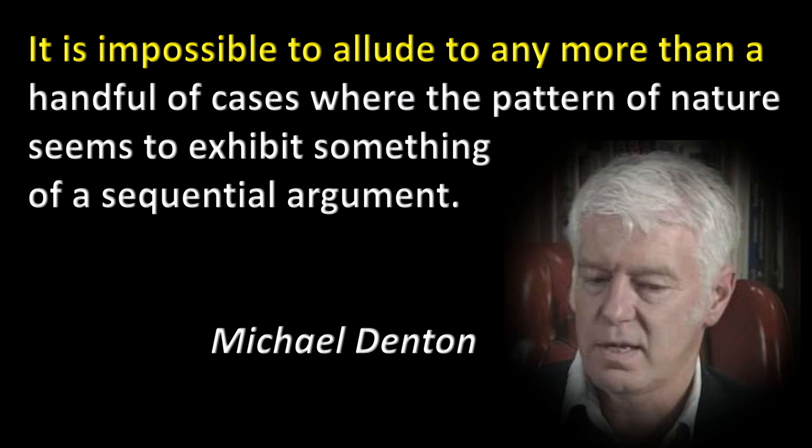Show me the transitional forms. They're virtually unknown. Again, this is key. Michael Denton says, it is impossible to allude to any more than a handful of cases where the pattern of nature seems to exhibit something of a sequential pattern. Just a handful, and that is just alluding to something. So the transitional forms are not there.